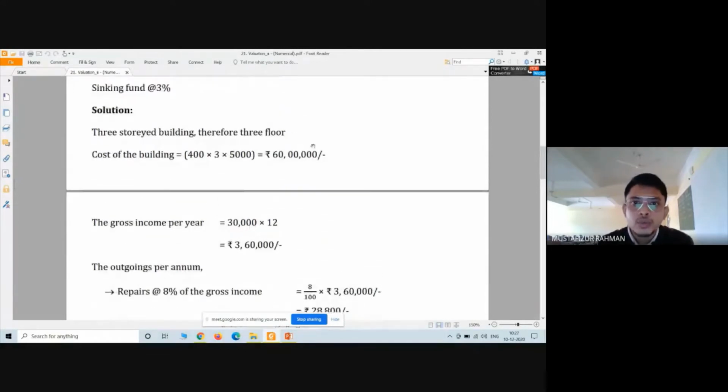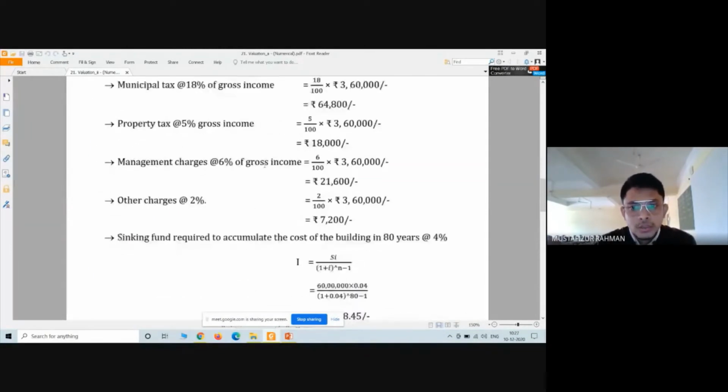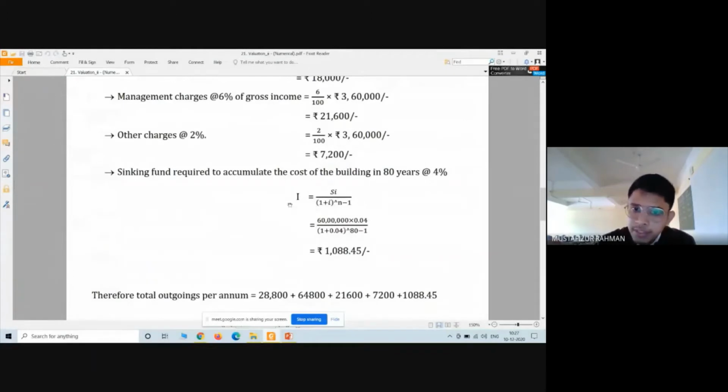Now this amount we want to save, to accumulate at the end of the life of the building. So we go back to our formula. We shall have to remember this formula. S is the capital that I want to accumulate, that is this 60 lakhs. I is the rate of interest, 4%. N is the lifespan. I will keep money for 80 years because 80 years is the lifespan of the building, and that gives me the sinking fund. So every year I have to keep aside this much amount from the gross income.